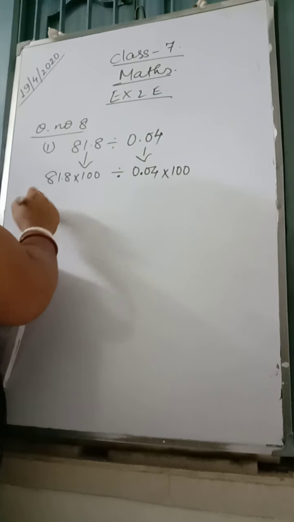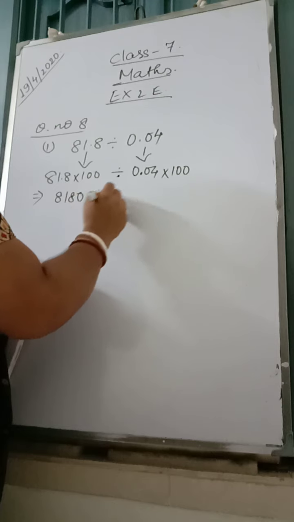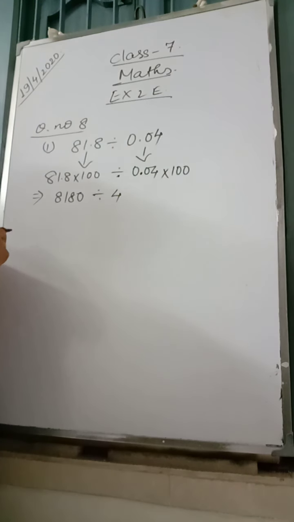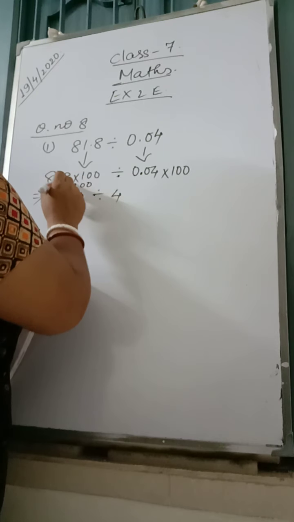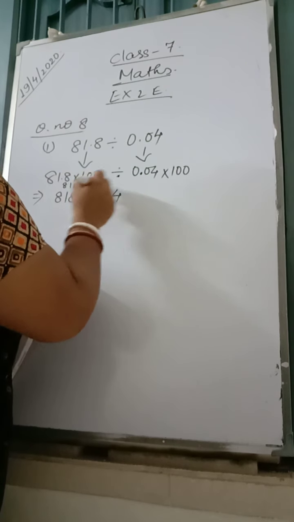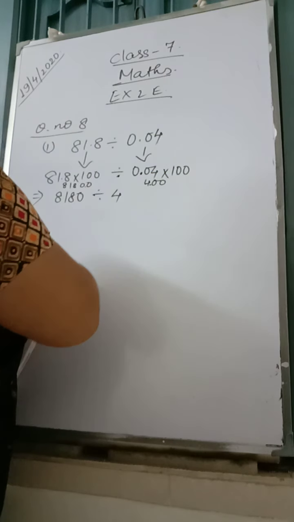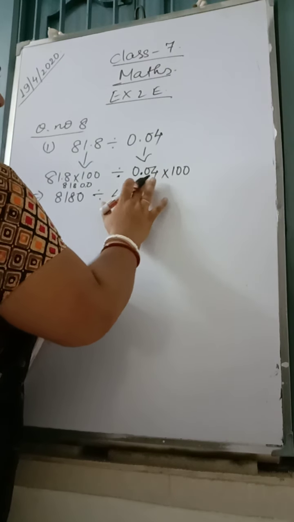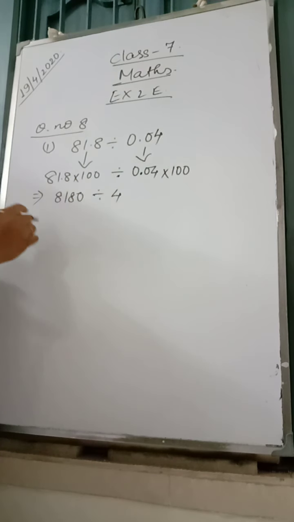So what do we get if we multiply with 100? Here we get 8180 and here we get 4. Why? You see 81.8 multiplied by 100 moves the decimal 2 places, giving 8180, and 0.04 after 2 digits gives 4. We are getting this, right? I'm rubbing this out. Now it's a simple division.